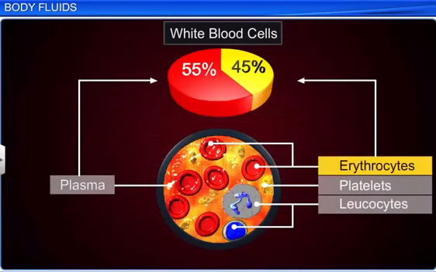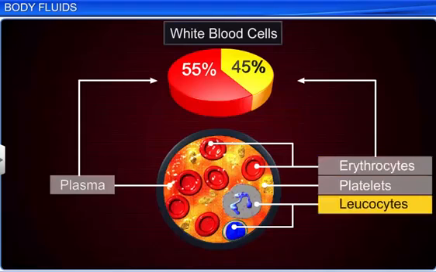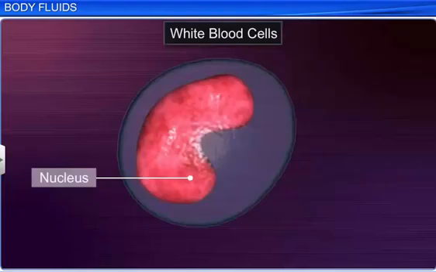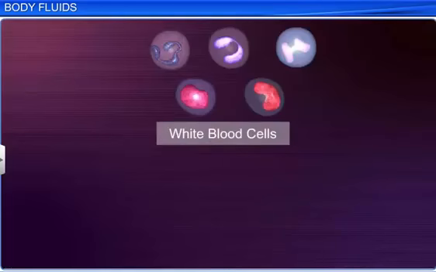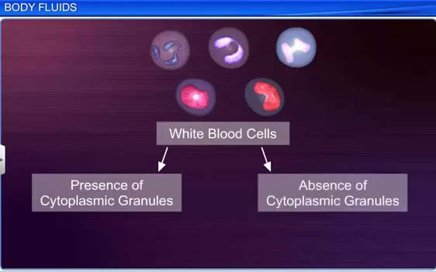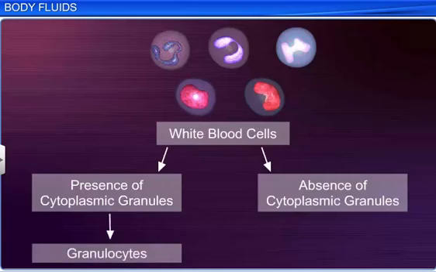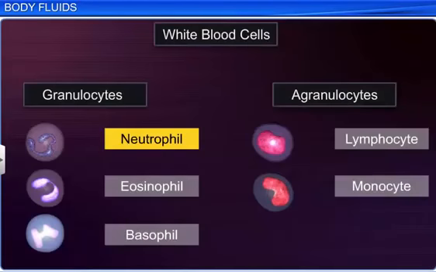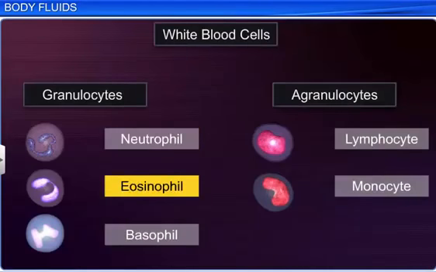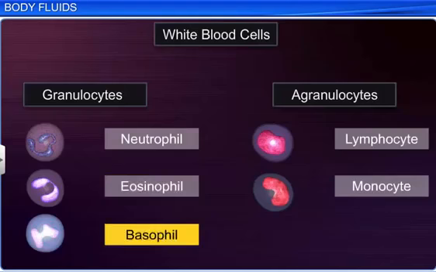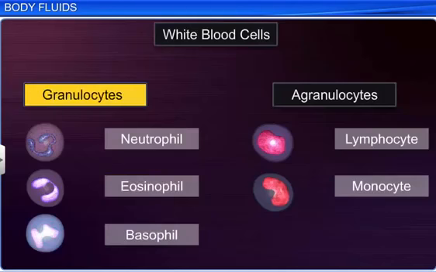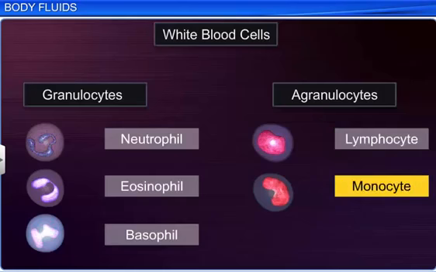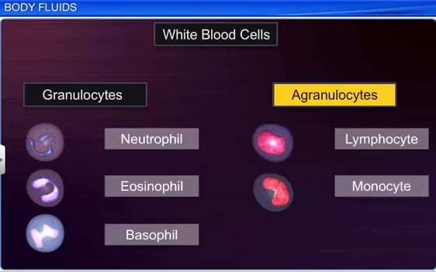Unlike erythrocytes, leukocytes or white blood cells are colorless and possess a nucleus. There are 5 types of leukocytes. Based on the presence or absence of granules in their cytoplasm, these cells are further grouped as granulocytes and agranulocytes respectively. Neutrophils, eosinophils, and basophils are called granulocytes, while lymphocytes and monocytes are called agranulocytes.